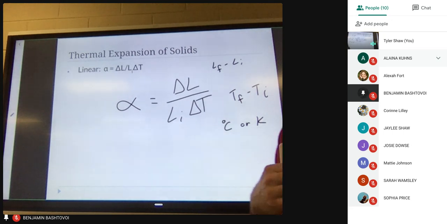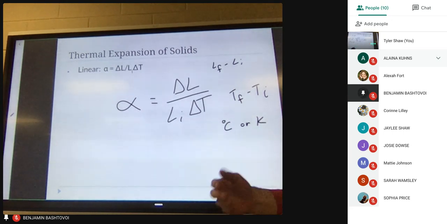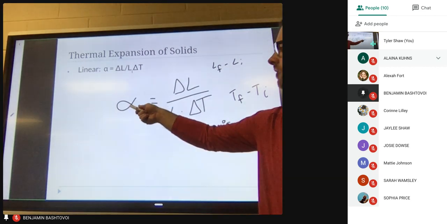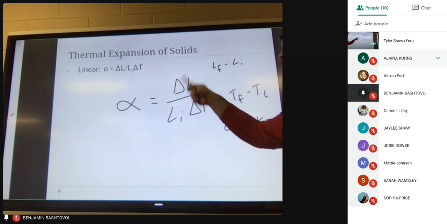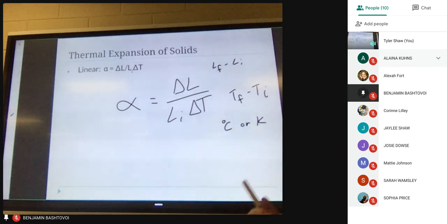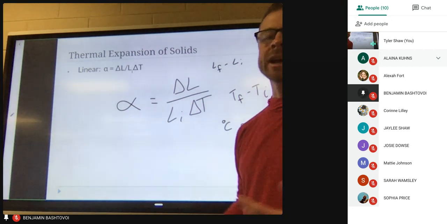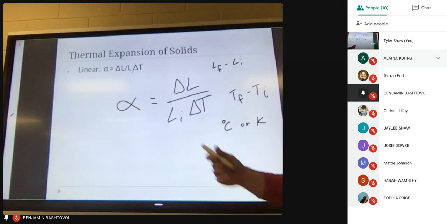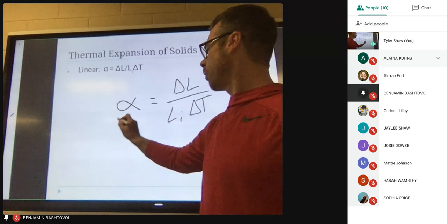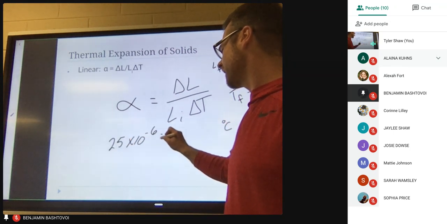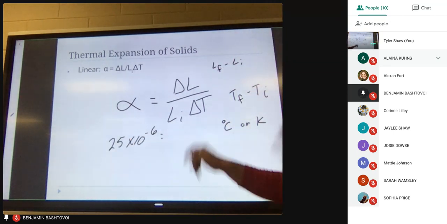Because when you find this difference in Celsius or Kelvin, the number turns out to be exactly the same. Okay? So those coefficients are equal to this equation. If we're doing problems with these coefficients, you would look up the coefficient and pay attention to what the material is. Let's say it's aluminum. For this point right here, we would type in 25 times 10 to the negative 6. I think that's aluminum. If it's not, holler at me.